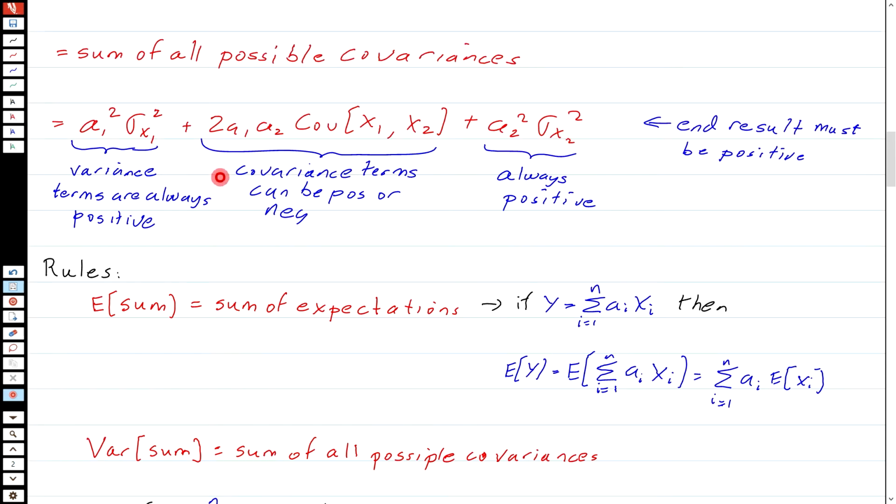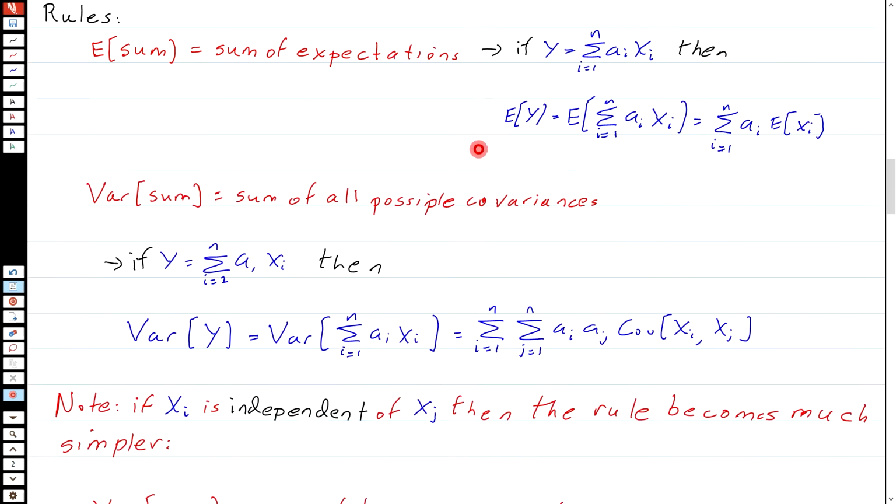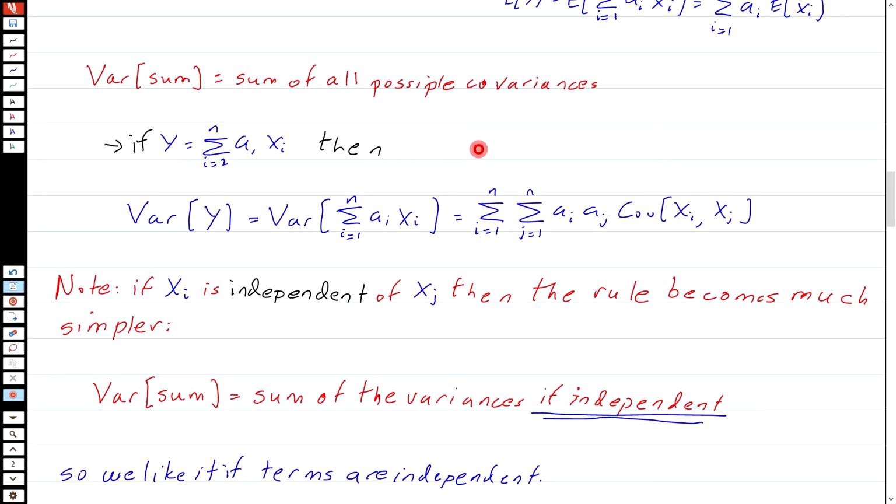Up here, we had n is 2, so we were summing up two things. So we had a1 times the variance of x1, which is the covariance of x1 with itself, a1a2 times the covariance of x1 x2, a2a1 times the covariance of x2 x1, and a2a2 times the covariance of x2 x2. So that is a sum over i equals 1 to 2 and j equals 1 to 2 of all these possible pairs. So that's why we get a double sum when we add up all possible covariances.